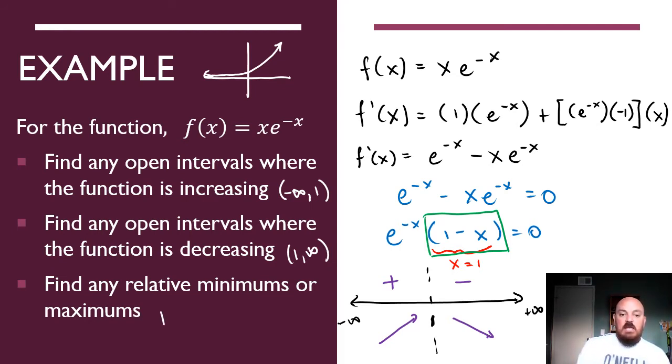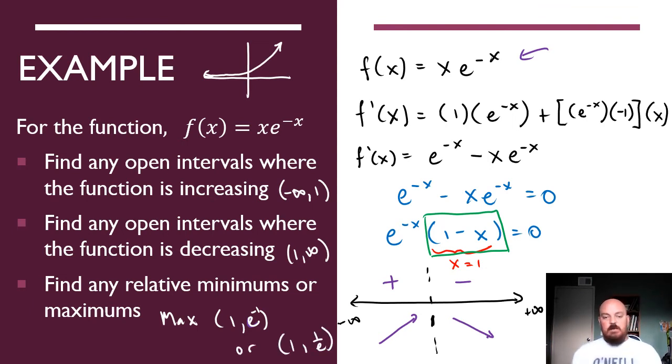And we have a maximum, it looks like, at 1 comma something. Now to figure out the something, you go back to your original function and you plug 1 in for x. So if I plug in a 1 for x, what I would have is 1 e to the negative 1. Or you could put 1 over e. E to the negative 1 is 1 over e. So I'm going to say we have a maximum at 1 comma e to the negative 1, or 1 comma 1 over e. That's the same thing.